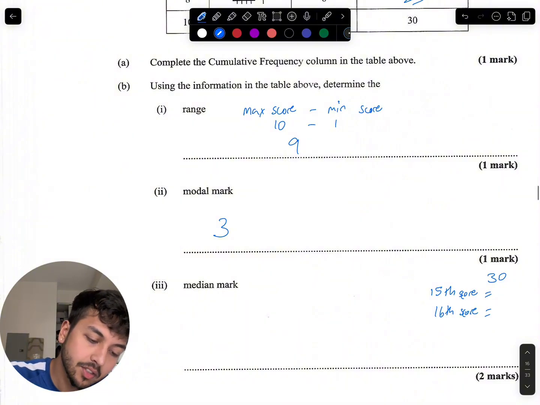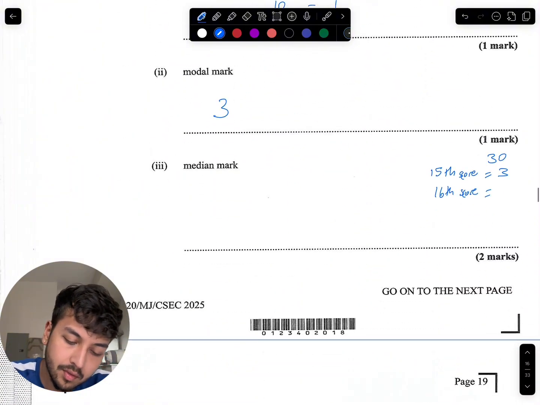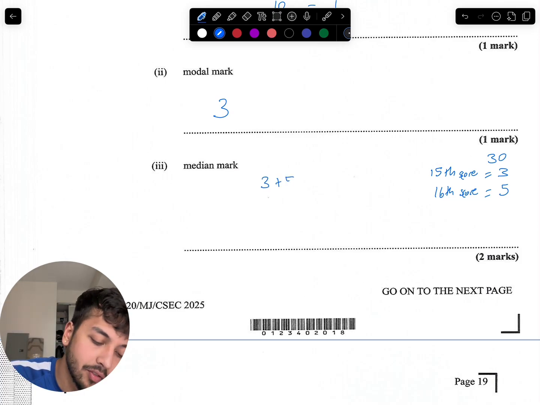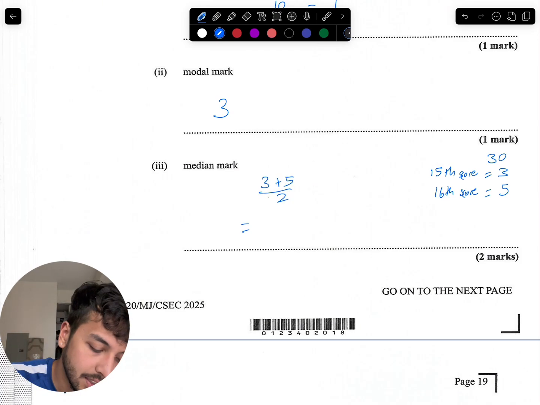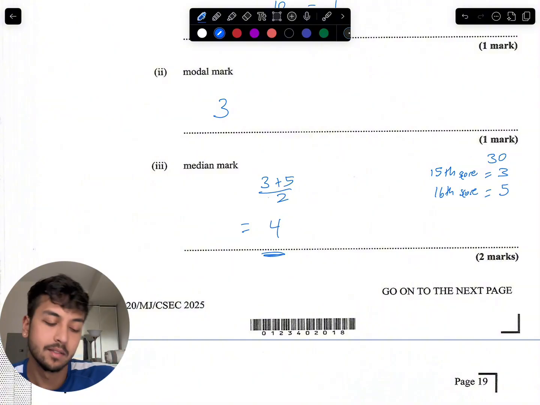And the 16th score would be in the row where it went up to 18, right? So that'll be in this row. That's a mark of 5. And so the median mark would be 3 plus 5 divided by 2. We use both of those to find the median. And that is 4. So the median mark is 4 in this case.